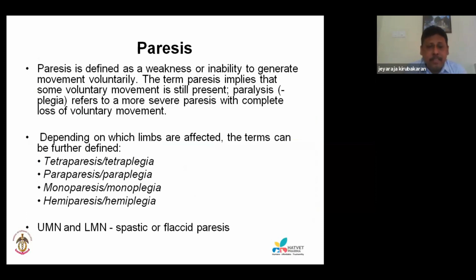Coming to paresis, it is defined as a weakness or inability to generate voluntary movement, and paralysis is the complete absence of voluntary movement. It can involve all the limbs, tetraparesis or tetraplegia; the hind limbs only, paraparesis or paraplegia; one limb, monoparesis or monoplegia; or one side of the body, hemiparesis or hemiplegia. And it can be a spastic or flaccid type of paresis, or spastic or flaccid paralysis.